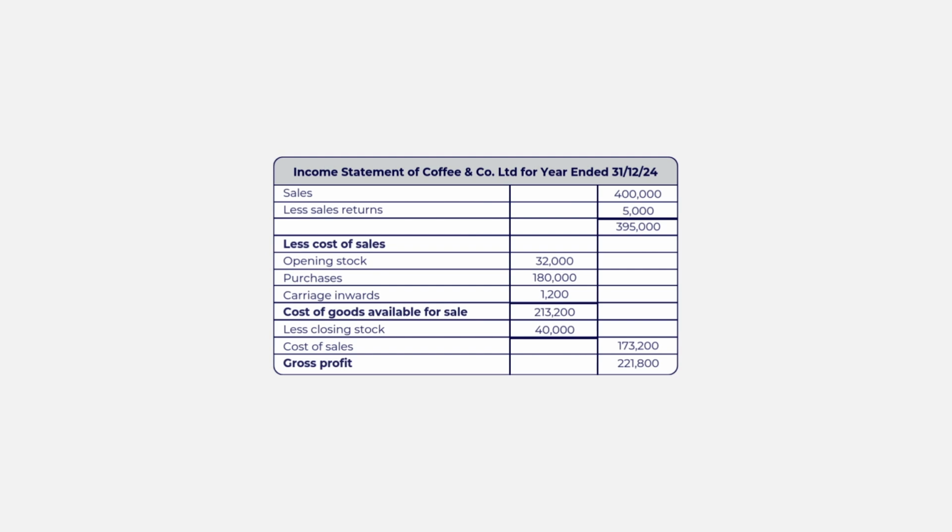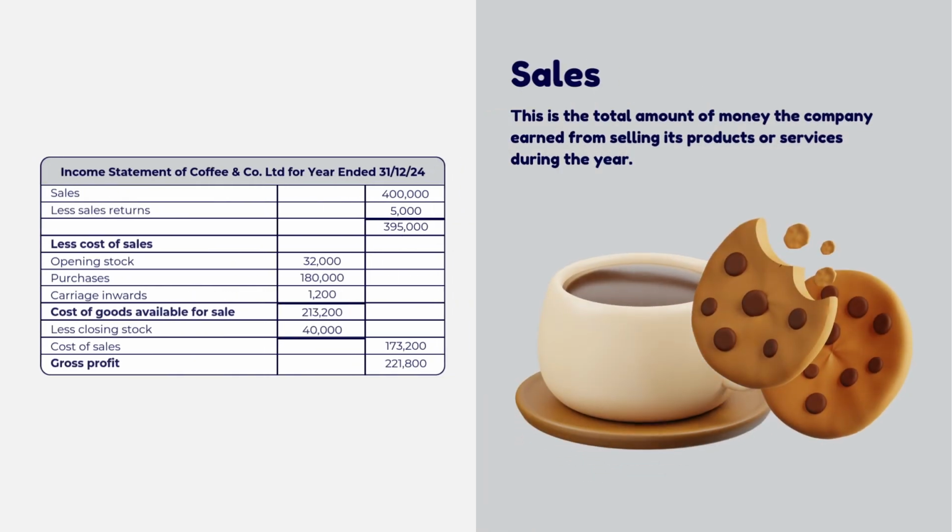We're going to break down the Income Statement 1 for Coffee Co Ltd, an independent coffee shop. We'll walk it through step by step, explaining each section with real figures so you can understand how to calculate an income statement. First up is sales, which is the total revenue from selling coffee, food and other products over the year in the cafe. In this case, Coffee Co made 400,000 in sales during the year.